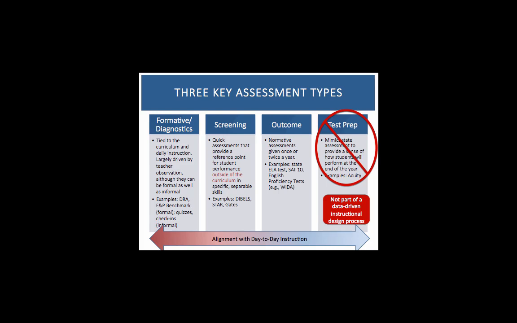The third bucket of assessment types that we include in a strong assessment system are outcome measures. These are normative assessments that are given once or twice a year. These may include a state ELA test, the SAT 10, or English proficiency test, for example, the WIDA. Now, one test type is not part of a formal assessment system, and these are test prep assessments.